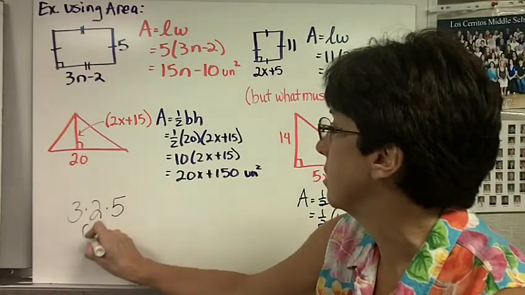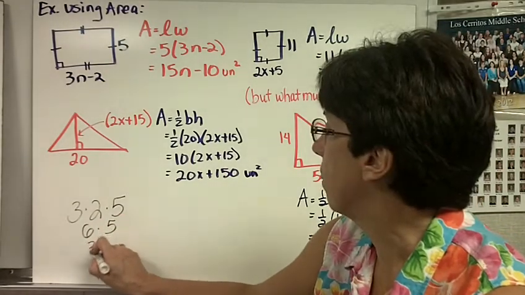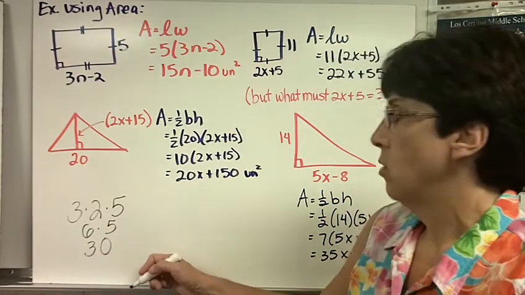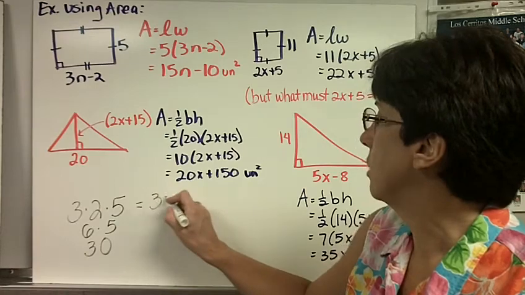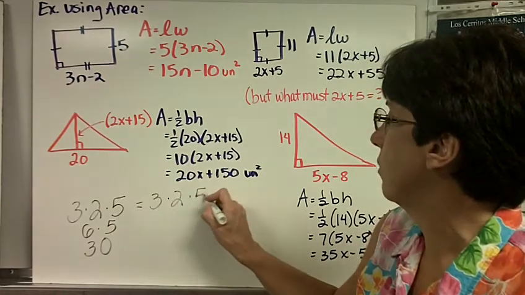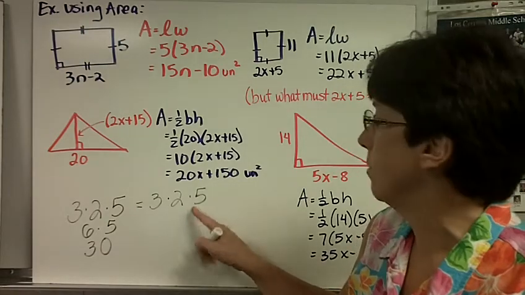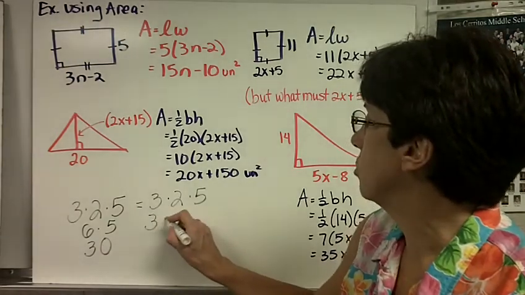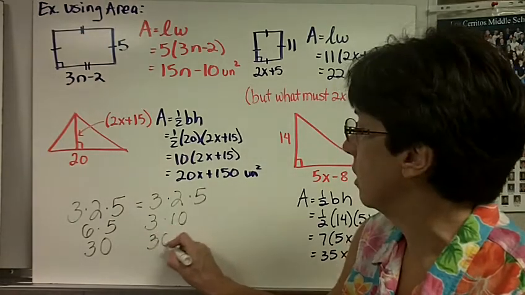3 times 2 is 6. 6 times 5, 30. What if I wanted to multiply other numbers? What if I had, let's do it again, 3 times 2 times 5. What if I wanted to multiply 2 times 5? Because that's a nice number. So I could say, okay, so 3 times 10. And then 3 times 10 is 30.